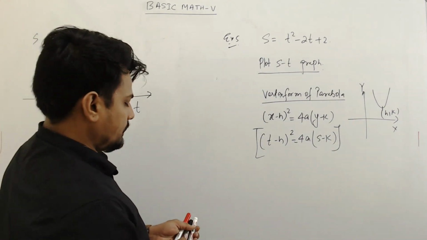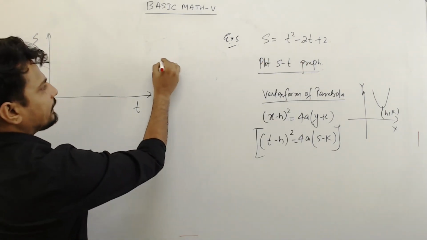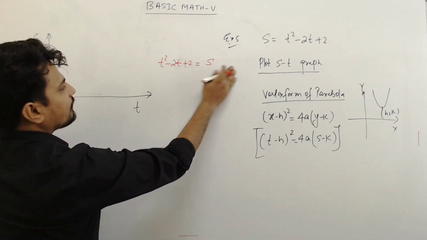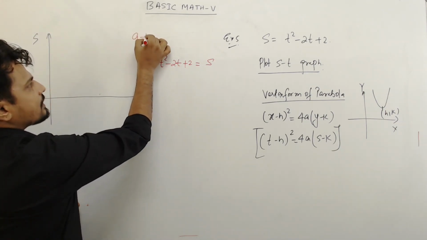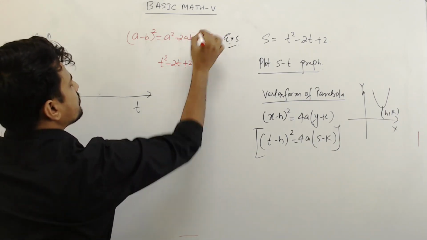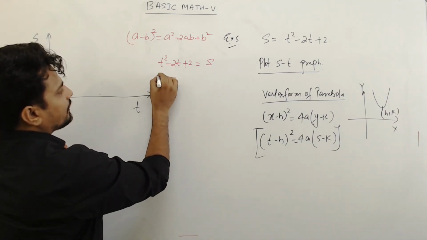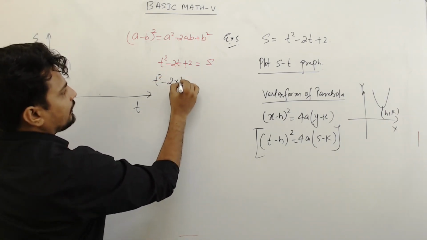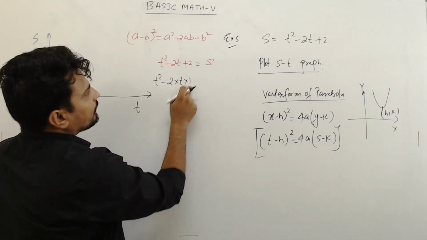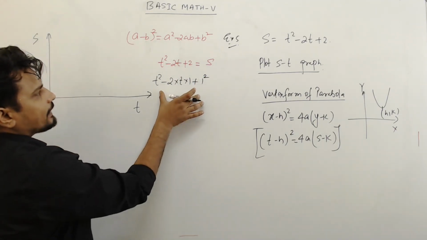Now here we have s equals t square minus 2t plus 2. So let's say t square minus 2t plus 2 is equal to s. We know that a minus b whole square should be a square minus 2ab plus b square. Keep that in mind. Now having that over here, let's say this is going to be t square. This should be written as 2 times t and of course 1. If it is 1, then it should be b, right? So I should have 1 square. So make sure that it is falling in this pattern.